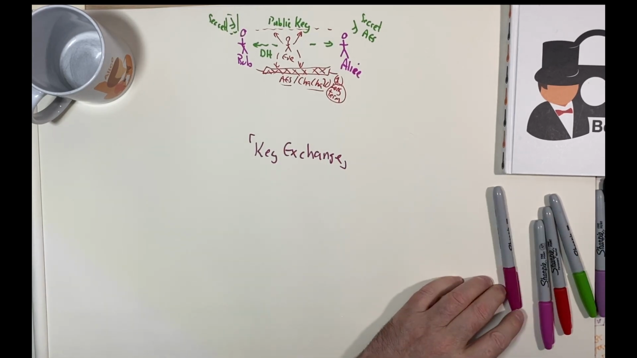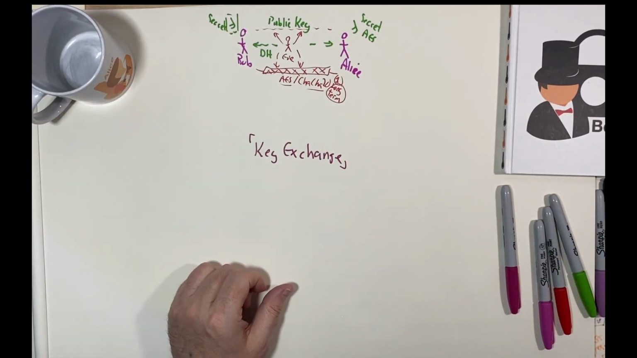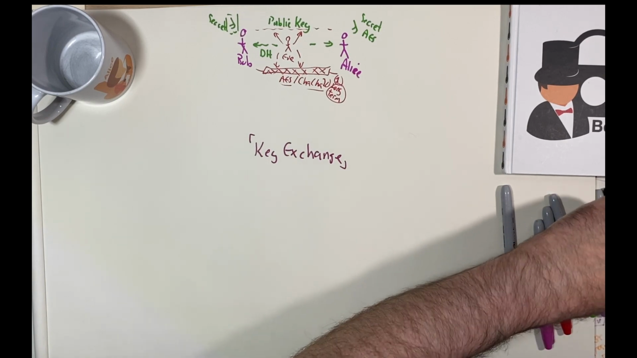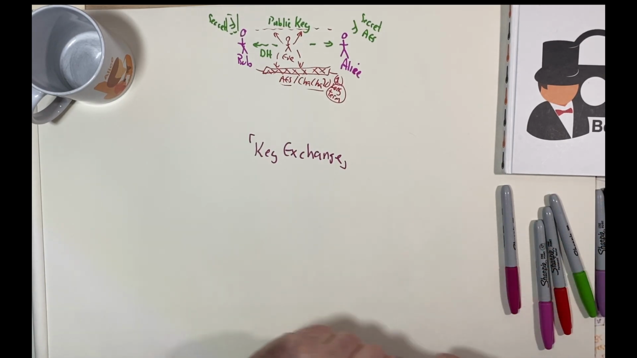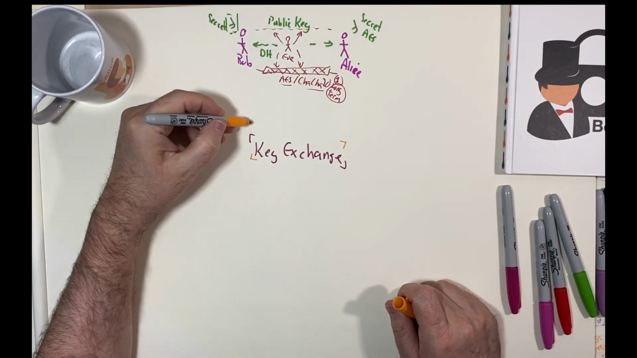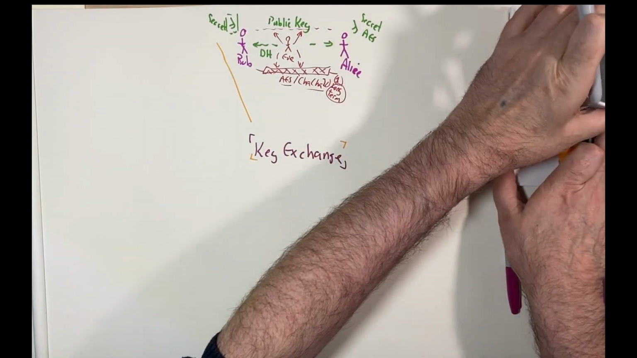Okay, so let's look at the different methods that we have to allow Bob and Alice to be able to communicate. Before we do that, let's look at some key parameters involved in key exchange.